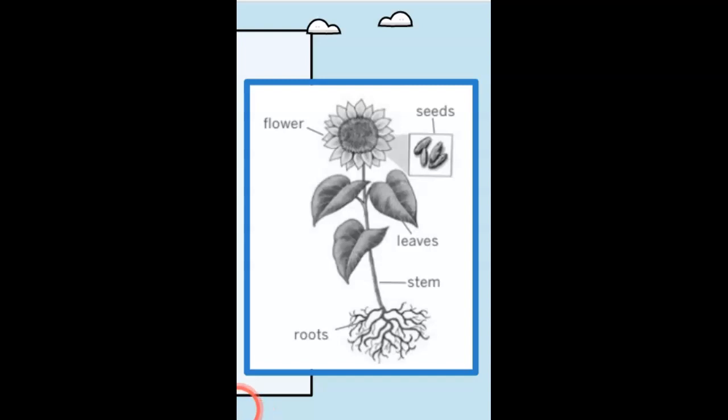I'm going to tell you about the parts of a plant. The water and the nutrients move through the roots that you see right here up into the stem. The stem is this part right here.